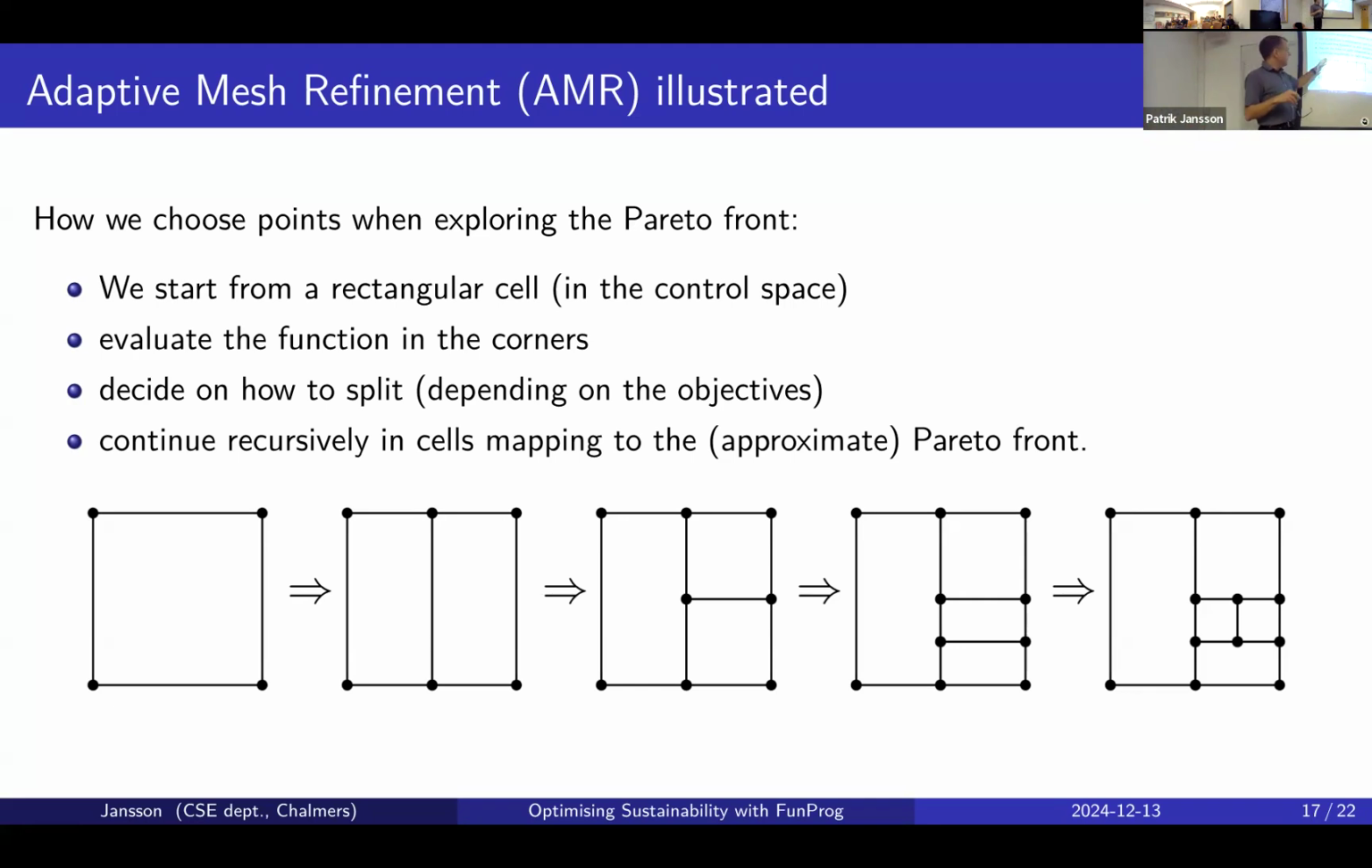Also, rather often the physics or the climate science of the thing may depend much more on one of the dimensions than the other. So if it varies very slowly in one dimension, then we can subdivide the other dimension until they vary roughly the same speed. Anyway, we split, and we try to use heuristics for which cells to split depending on the current approximation of the Pareto-front.